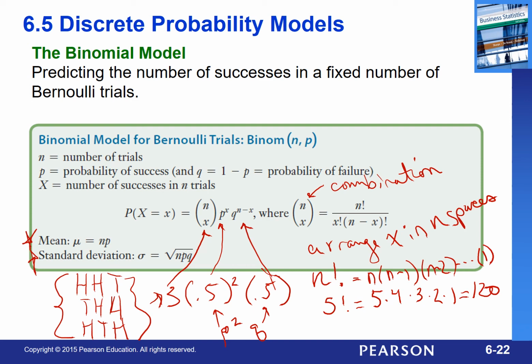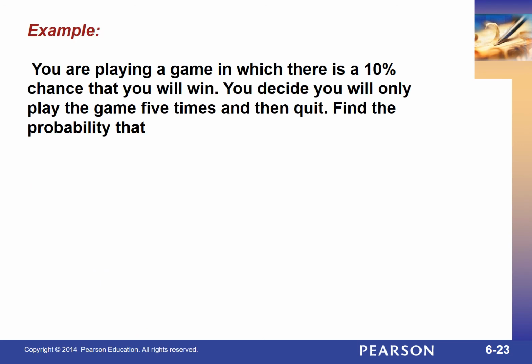Okay, let's look at an example of this, because I feel like I've made it look a little bit more complicated than it actually is. Oh, that example came up really nice. So suppose you're playing a game where there's a 10% chance you will win. You decide you'll only play the game 5 times and then quit, because you want to make sure you cut your losses on that one. Find the probability that you will not win any of the games.